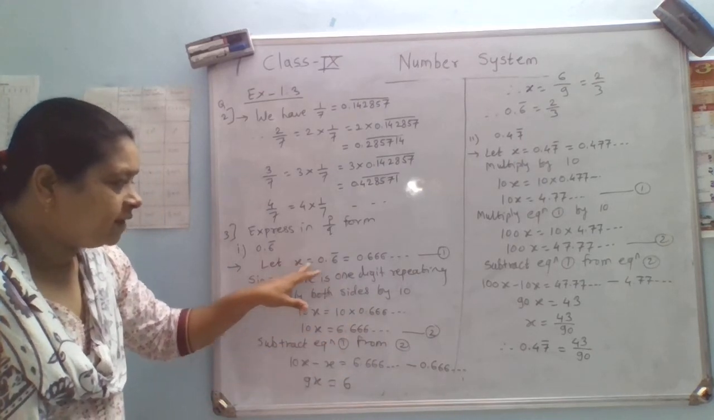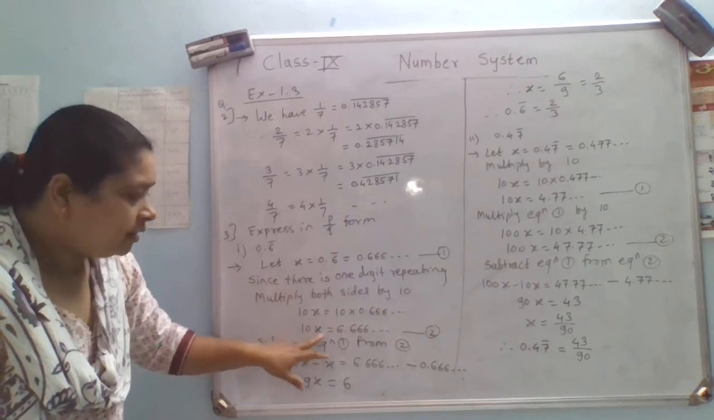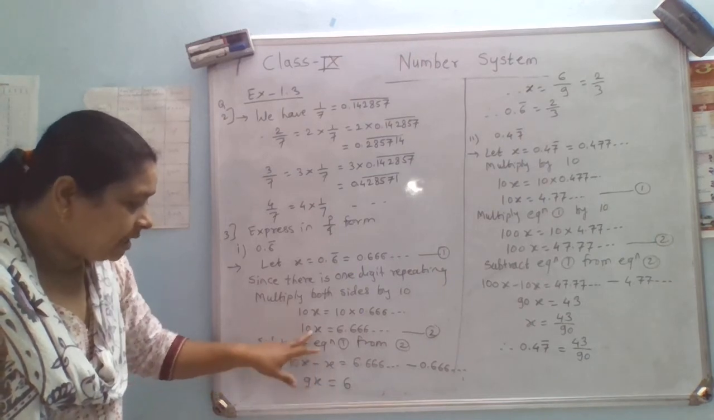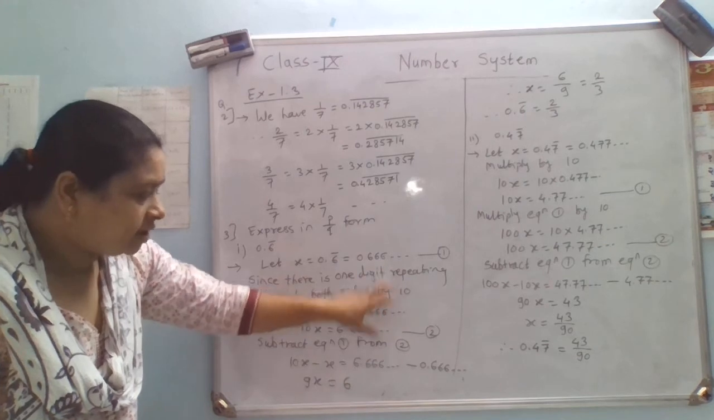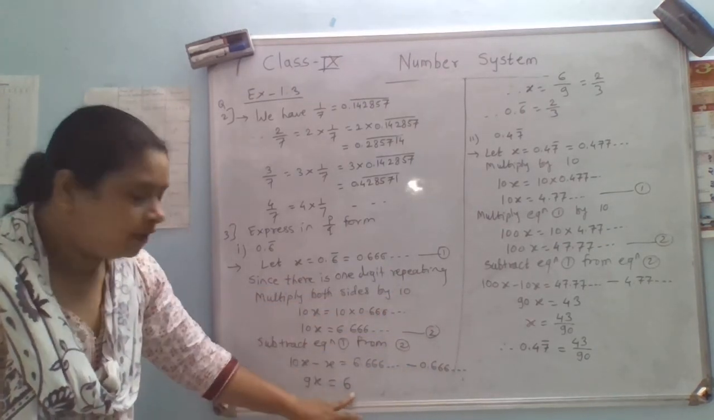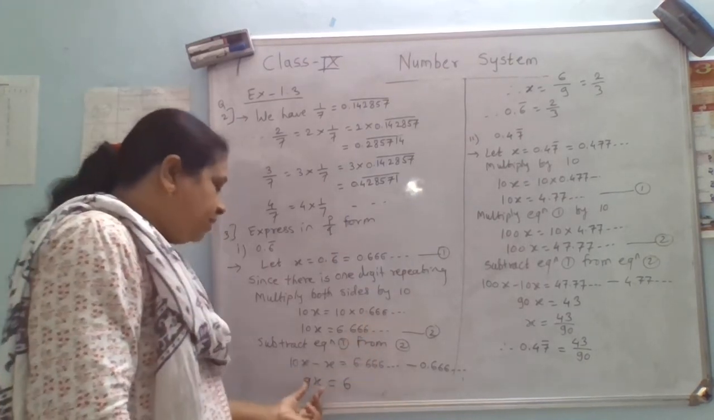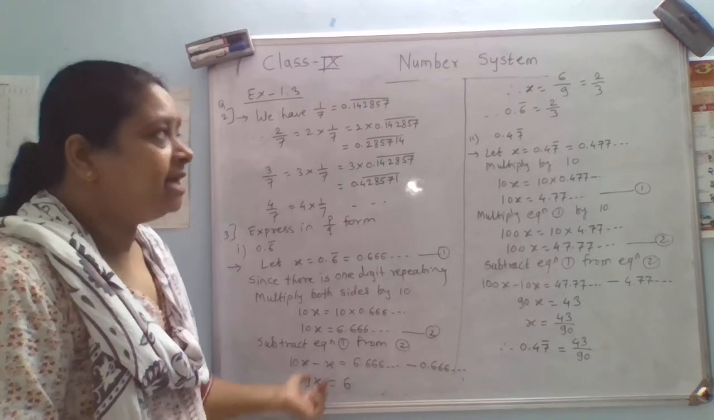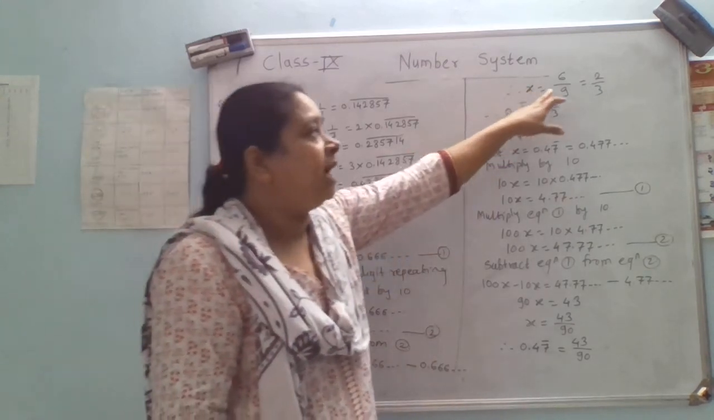Equation 1 is x is equal to 0.666 and equation 2 is 10x is equal to 6.666. Subtract equation 1 from 2, means 10x minus x. On the right hand side, 6.666 minus 0.666. After subtracting we'll get 6. 10x minus x is 9x, so 9x is equal to 6. Then we have to find the value of x. Shift this 9 to the other side, then x is equal to 6 upon 9.